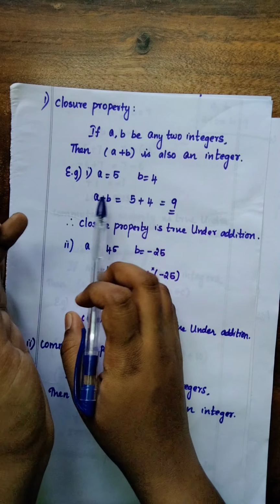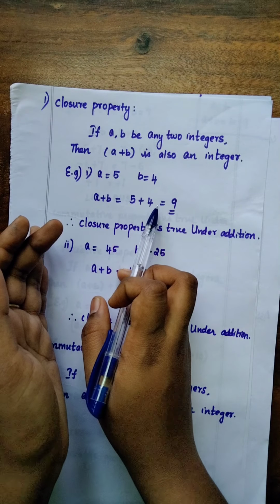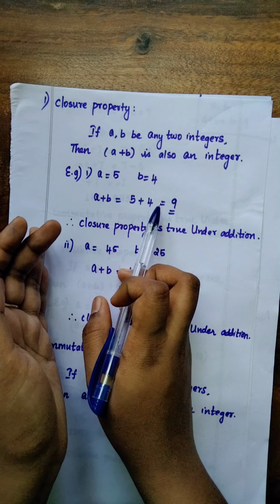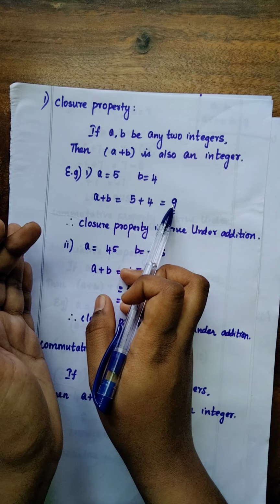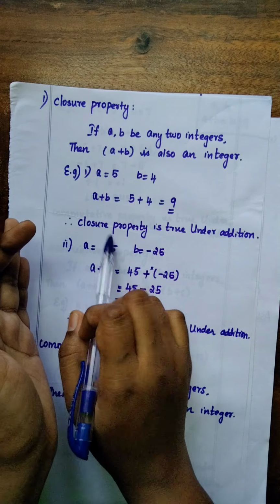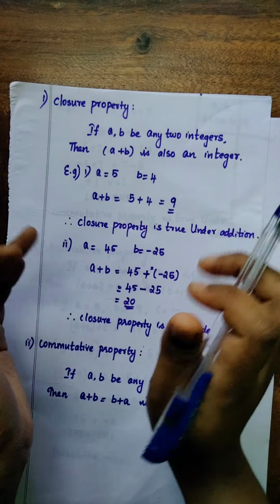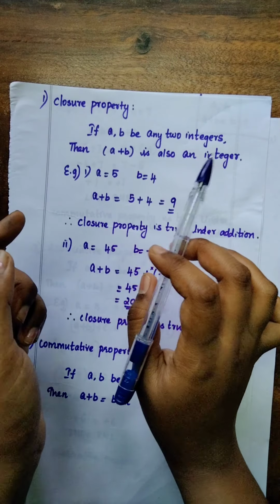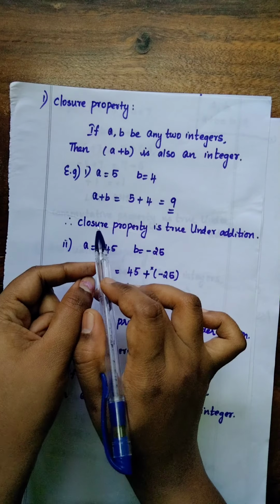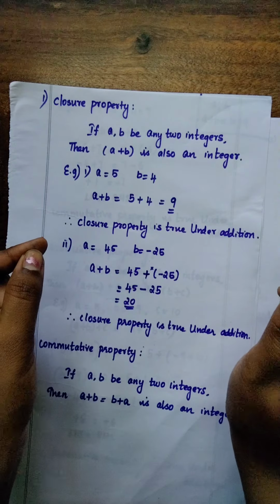Just add both the values, that is a plus b. 5 plus 4. What is 5 plus 4? 5 plus 4 is 9. Is 9 an integer or not? Yes, it is an integer. So, closure property is true under addition. Understand? This is the first property. If a, b be any 2 integers, then a plus b is also an integer. Finally, you need to write this step: closure property is true under addition.